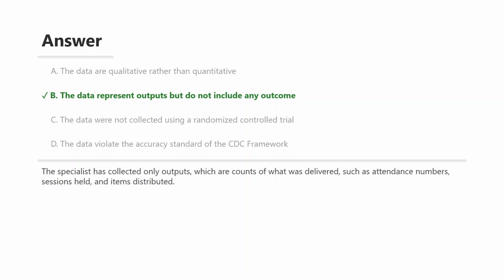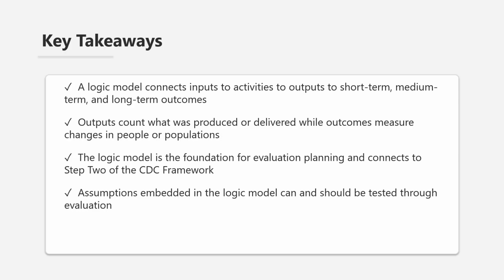Option A is incorrect because the data are already quantitative. Option C applies a research standard that is not necessary for program evaluation. Option D is not supported because the data appear technically sound, they simply do not address the right question. Summarize the key takeaways before closing.